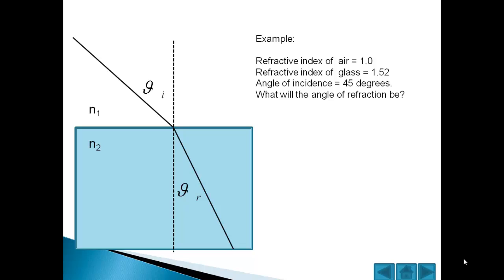This could be an example. The refractive index of air, or vacuum, is 1.0. The refractive index of glass is 1.52. The angle of incidence is 45 degrees. What would the angle of refraction be? Well, the rule is the sine of the angle of incidence divided by the sine of the angle of refraction is equal to the ratio of the refractive indices.